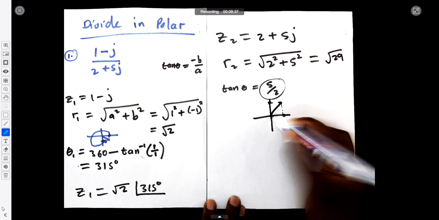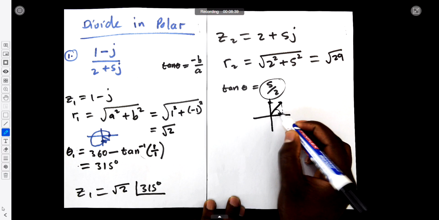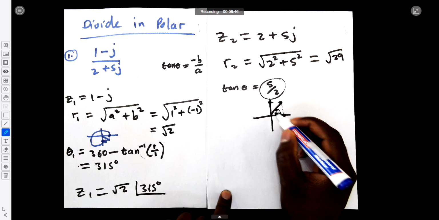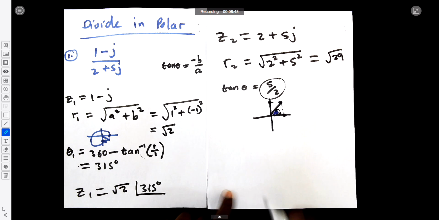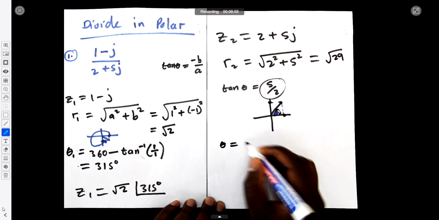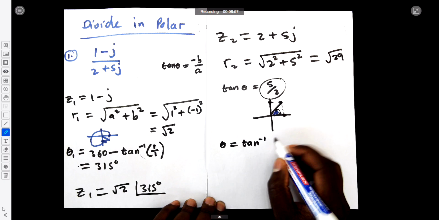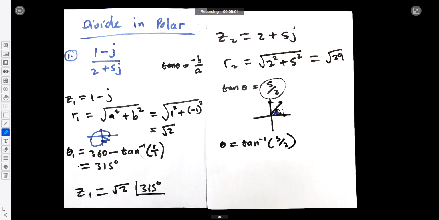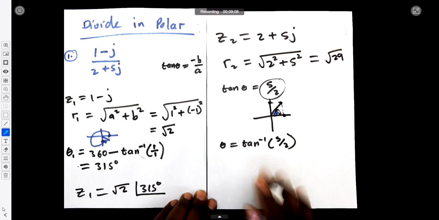So I hope you see that the angle we're looking for is just the acute angle. It lies in the first quadrant. So there's no need to go and check if theta is negative or positive. So theta will be just equal to arctan of the positive ratio, 5 over 2. It's in the first quadrant. All angles in the first quadrant are acute angles.